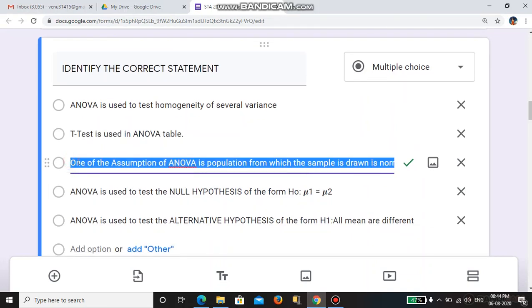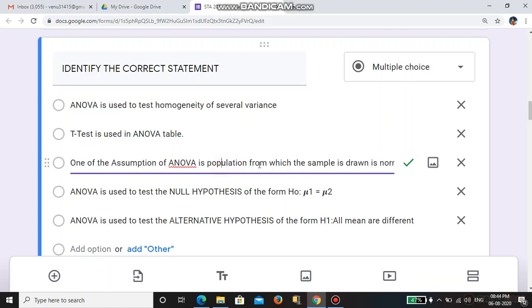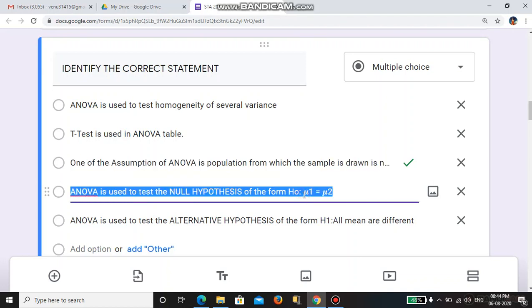On the third statement, see, one of the assumptions of ANOVA is that the population from which the sample is drawn is normally distributed. So this is true. And we will see the fourth one: ANOVA is used to test the hypothesis of the form mu1 is equal to mu2. This is false because here we are having only two means, but ANOVA is used to test more than two means, so it is false.